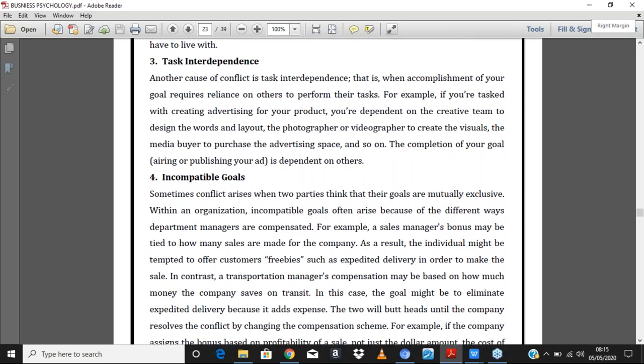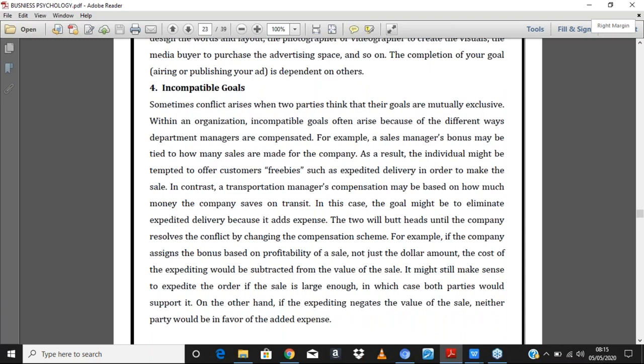Then incompatible goals, because everyone that works in the company has different goals. Okay, so conflict arises when two parties think their goals are mutually exclusive. In other words, I have my goals to achieve, you have your goals to achieve. We don't have anything to do with each other. Okay, so for example, a sales manager's bonus may be tied to how many sales are made for the company. As a result, the individual might be tempted to offer certain freebies, such as expedient delivery, in order to make a sale.